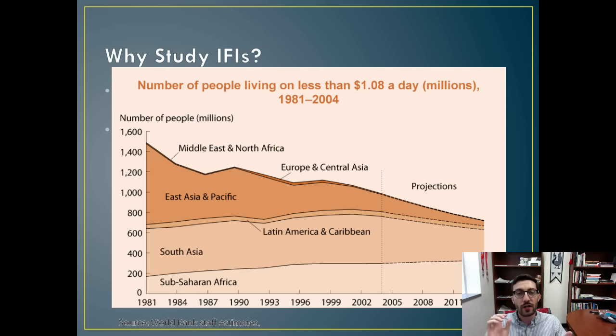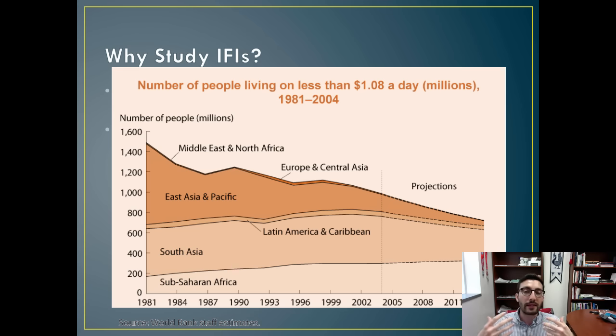but it looks like at first blush that East Asia, the Pacific, Europe and Central Asia, Middle East and North Africa have made some improvements, and then Sub-Saharan Africa, South Asia, and Latin America and the Caribbean have not done as well. So this tells us something, that certain regions have been more successful at reducing poverty than others.